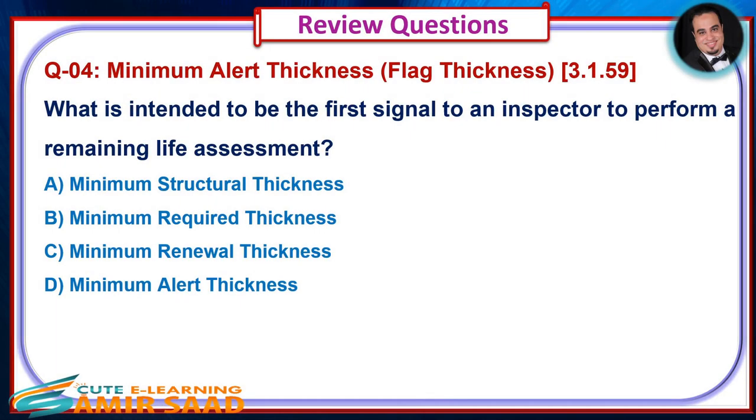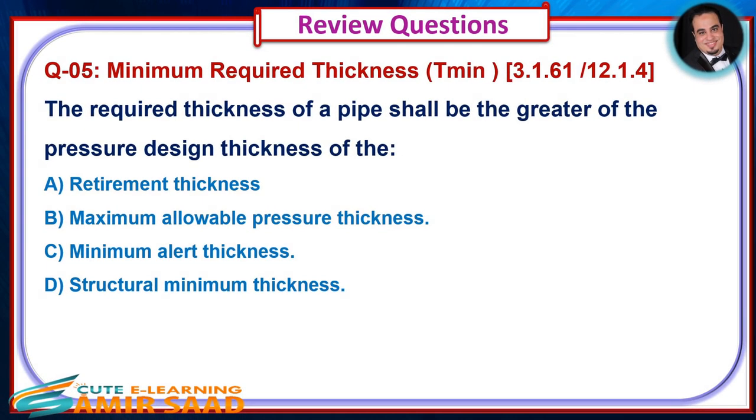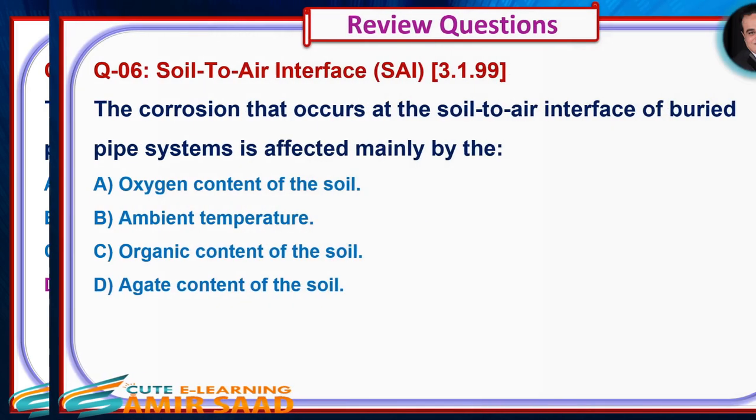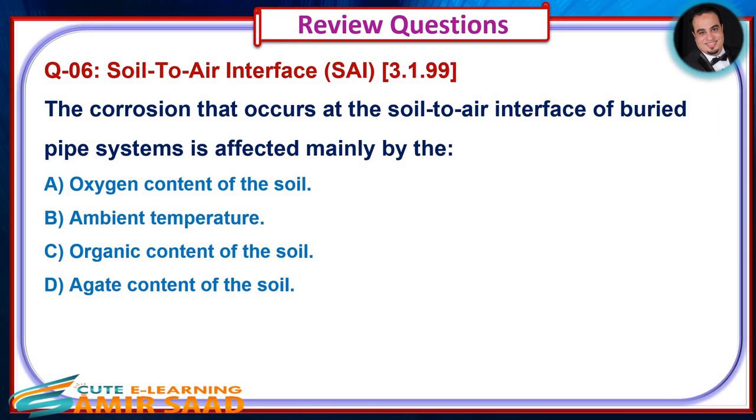Question number 4. What is intended to be the first signal to an inspector to perform a remaining life assessment? Answer is D. Question number 5. The required thickness of a pipe shall be the greater of the pressure design thickness of the. Answer is D. Question number 6. The corrosion that occurs at the soil-to-air interface of buried pipe systems is affected mainly by the. Answer is A.